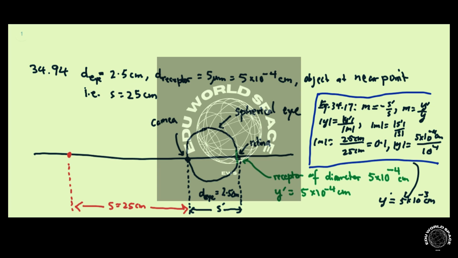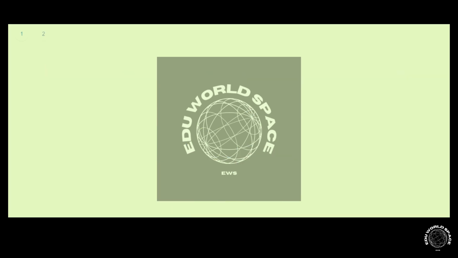And now in part B, you're asked to find the angle that's subtended by the eye. So let's do that on another page. Let me draw another diagram so we can set some things up here. So suppose we have an object over here at the near point, and this object has some height y.